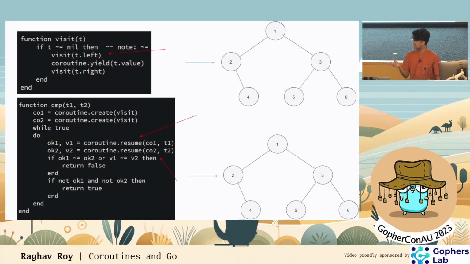And this is, I think, the CLU example that Russ uses in his proposal. So yeah, over here we initialize two coroutines, and these resume functions work concurrently.